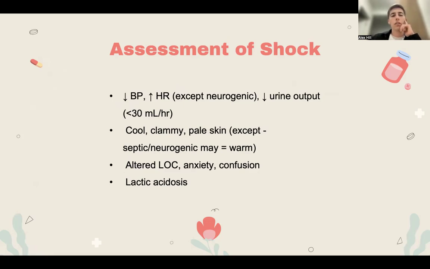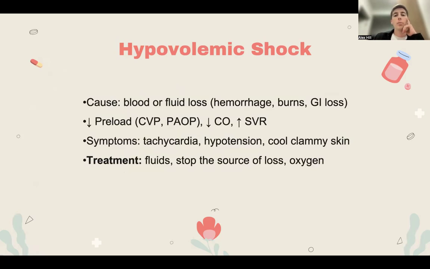Okay, altered level of consciousness, right? Because you're not perfusing the brain as much. Same thing with anxiety, confusion, and you'll have lactic acidosis due to anaerobic metabolism. Hypovolemic shock. Okay, so it can be caused from a few different things. Loss of fluid, and I think in your packet too, it also talks about absolute versus relative. And this gets a little bit confusing with, okay, then what's the difference between hypovolemic shock and distributive shock?